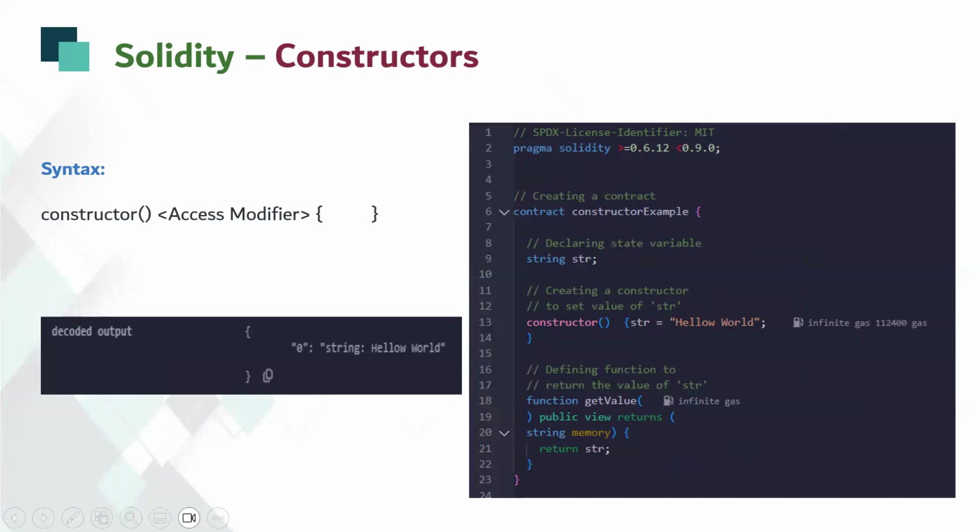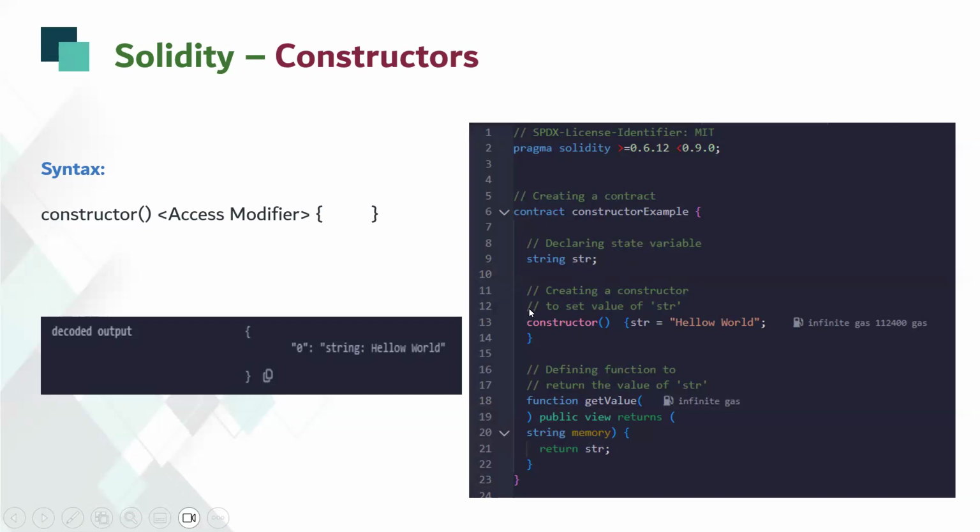Okay, let's go through this code line by line. These lines specify the SPDX license identifier for the contract and set the Solidity compiler version to be used. Then the line contract ConstructorExample declares a contract named ConstructorExample.